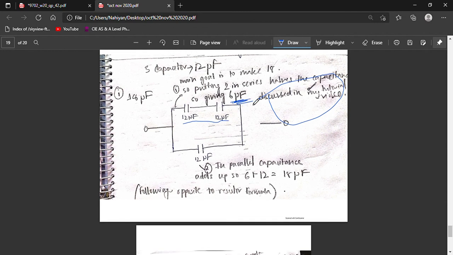So in series we got 6 microfarad, and now the 6 and the 12 are in parallel. In parallel, the capacitance adds up, as I already said. So if you add up 6 microfarad and 12 microfarad, you get 18 microfarad. We just made the total capacitance 18 microfarad.